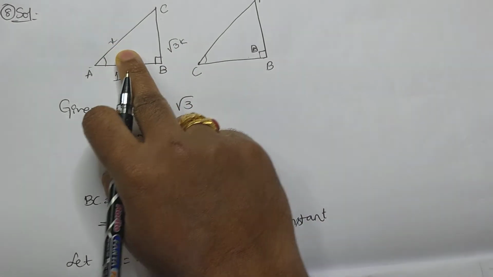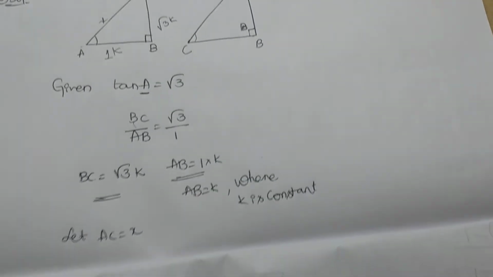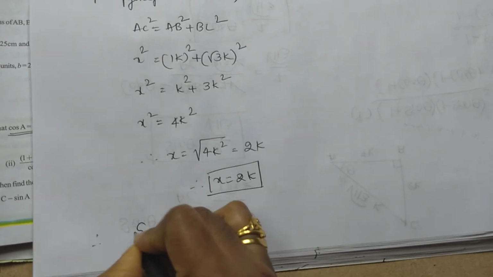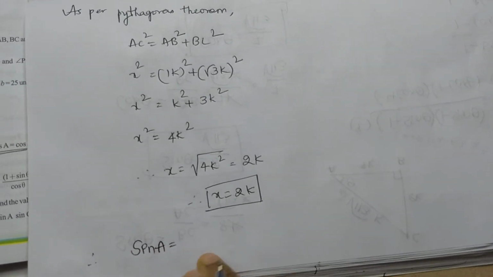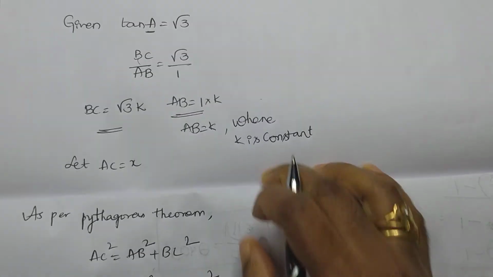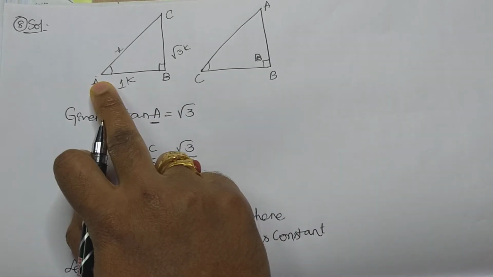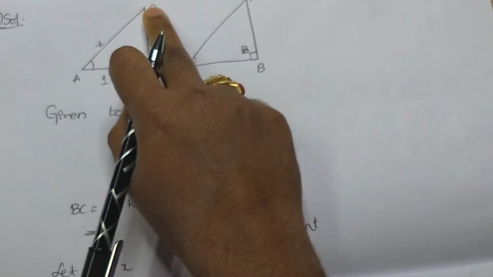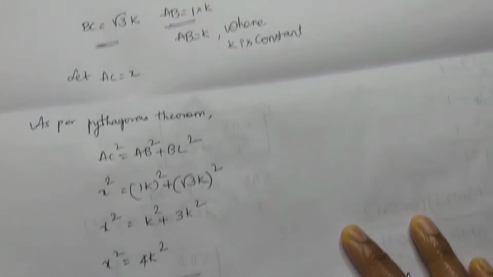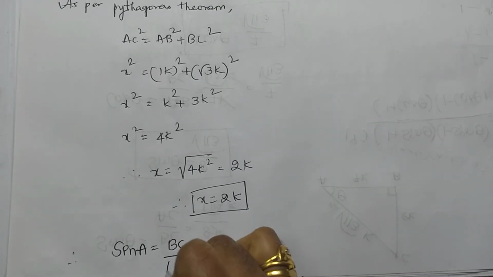After getting the x value, it's easy to find the sin A and cos A values, right? Simple. So how can we write here? Write it down. Therefore, sin A equals opposite side by hypotenuse. In the figure, what is the opposite side? It's nothing but sin A equals BC by AC, correct? So sin A equals BC by AC. Write the same thing here down.